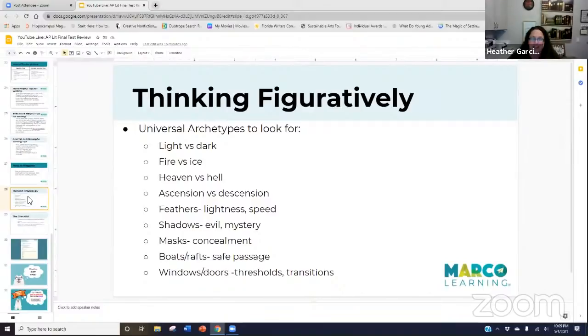And then boats and rafts with safe passage, and then windows and doors with thresholds and transitions. If somebody is looking at an open door and then turns away from it and doesn't walk through it, what opportunity are they missing? If they're looking at an open window, but they don't actually close it or open it or stretch a hand out or do anything with it, is that an opportunity that they're missing or that they're longing for? Right? Just things to consider as you are reading.